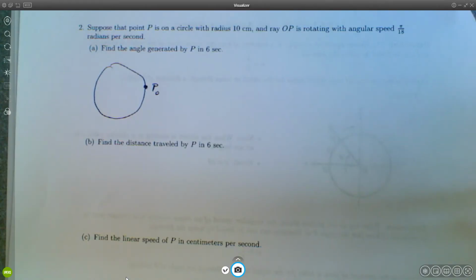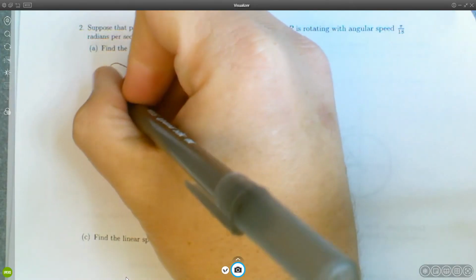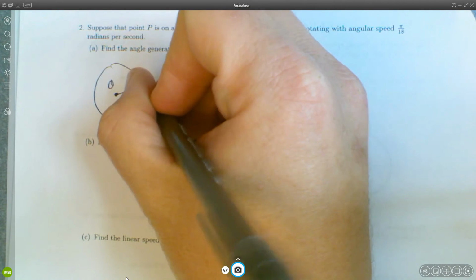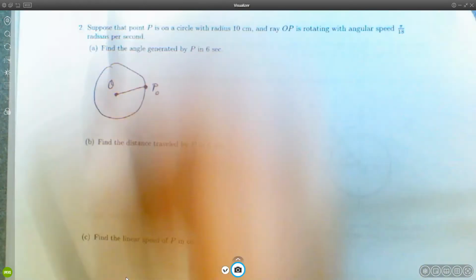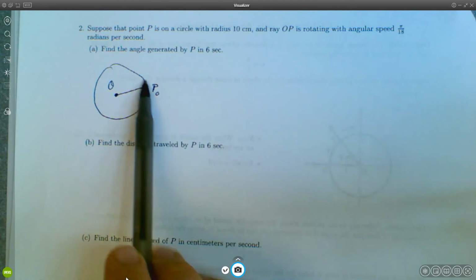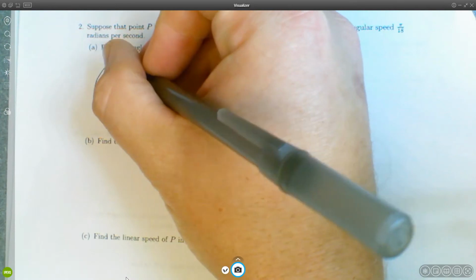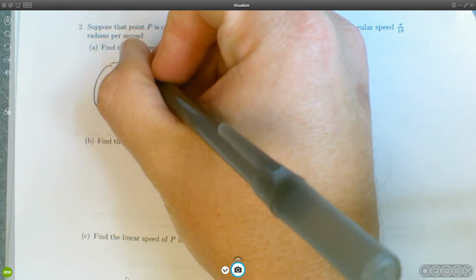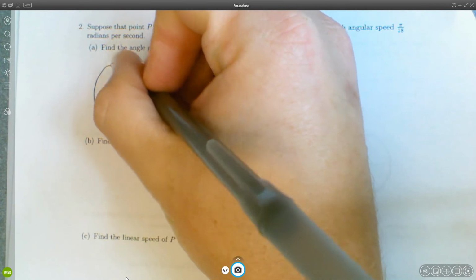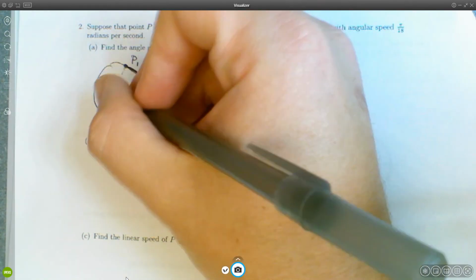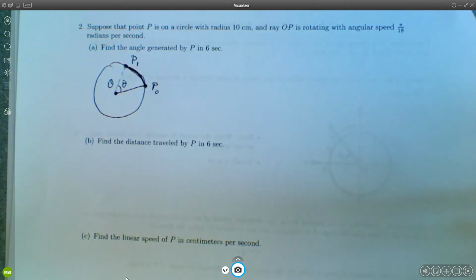And then O, P is on a circle, ray OP is rotating with it. Okay, so we'll say O is here at the center of the circle, and this ray OP is rotating with a speed of pi over 18 radians per second. So it's going to rotate through some amount, and we want to know what this angle is. We'll call it theta.